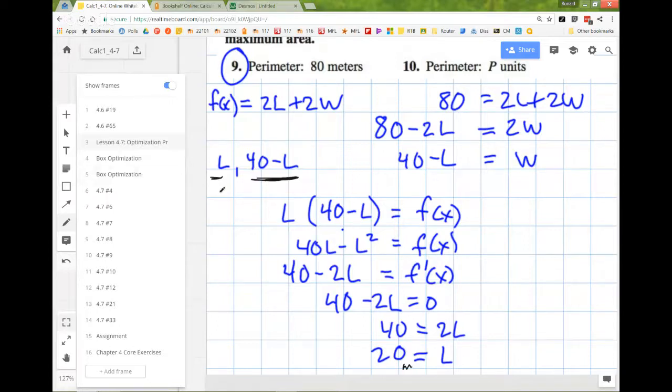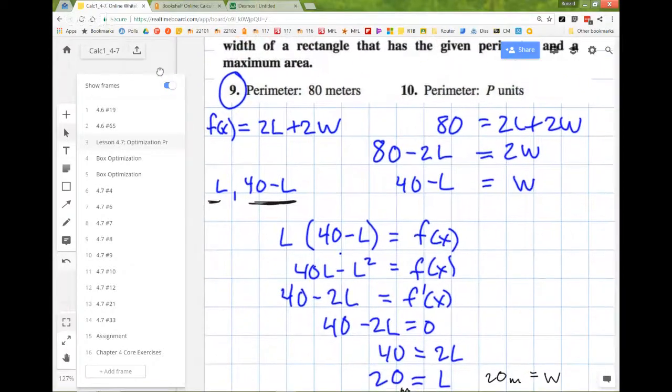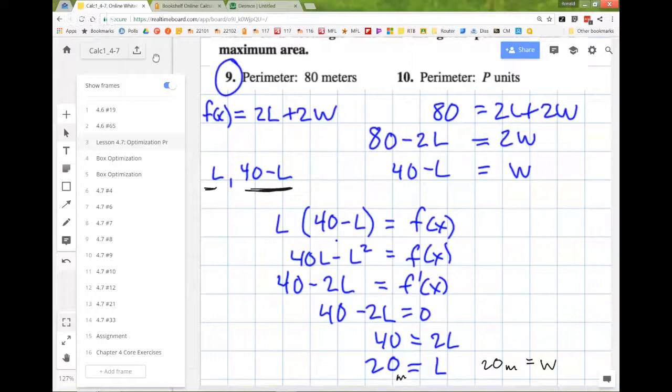So if the length is 20, what's the width? Yeah, it turns out to be also 20, right? And we have found, so this is not too surprising, a lot of times when you want to find a maximum or a minimum in a rectangle, you will end up at a square. Don't assume it, but that's often how these max-min problems work out.